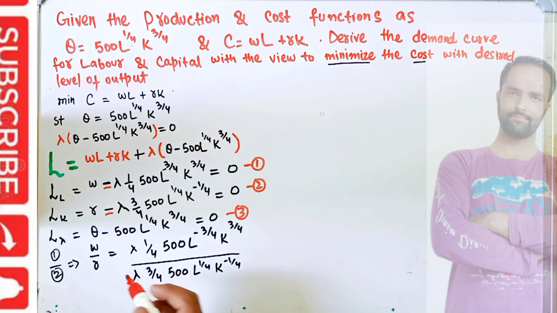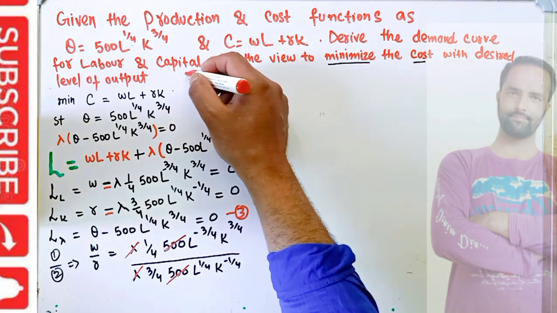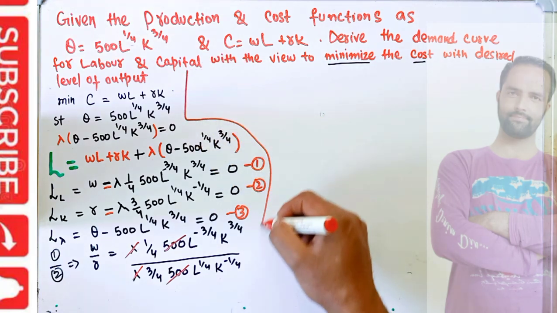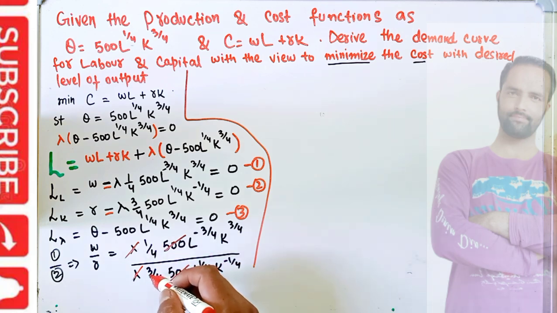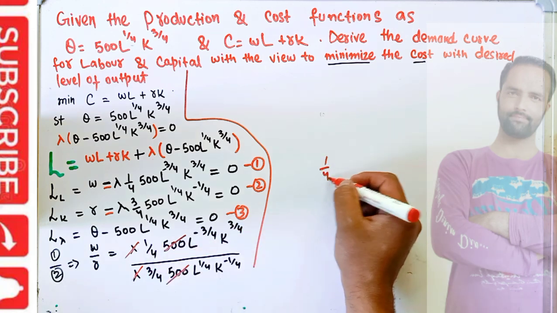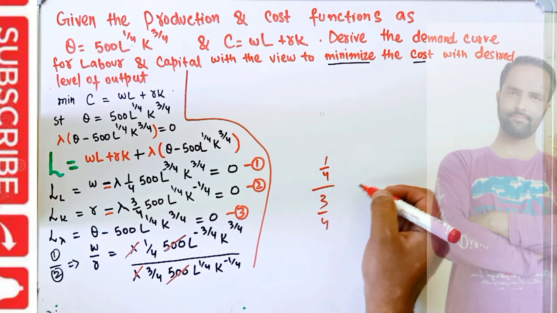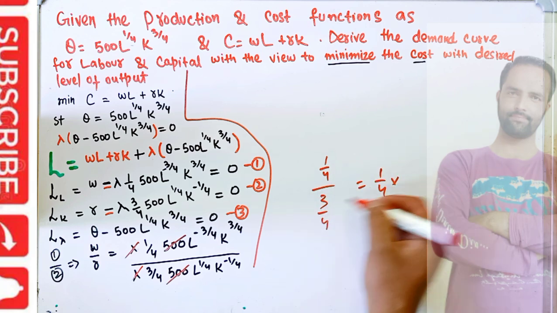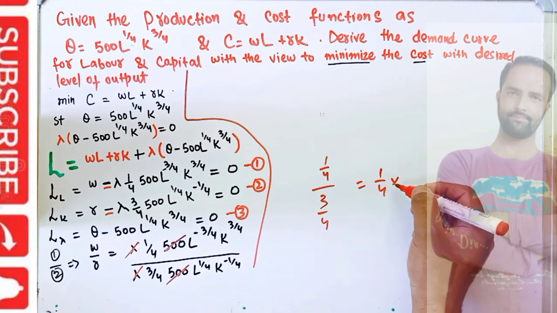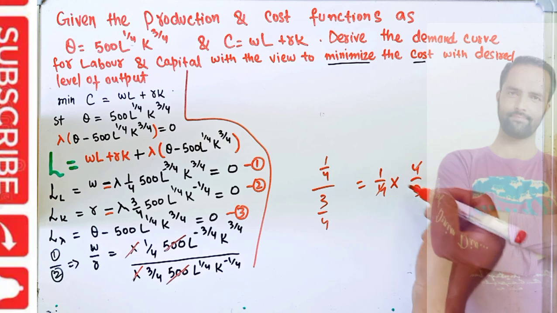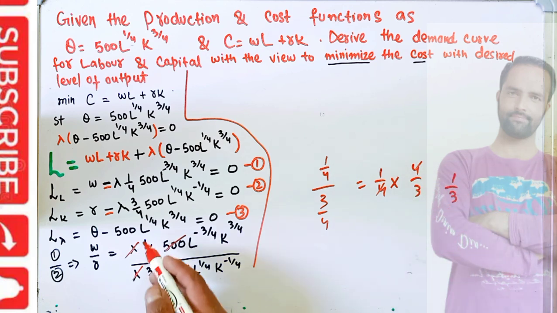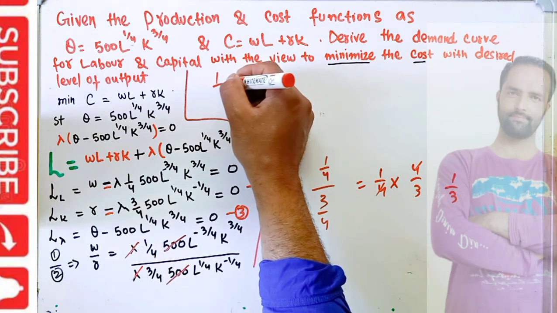So here we can do one thing. Lambda lambda cancel, 500 gets cancelled. We are left with 1 upon 4 divided by 3 upon 4. This will become 1 upon 4 into, if I transpose this denominator to numerator, it will get reciprocated and multiplied, 4 upon 3. This will get cancelled. We are left with 1 upon 3.